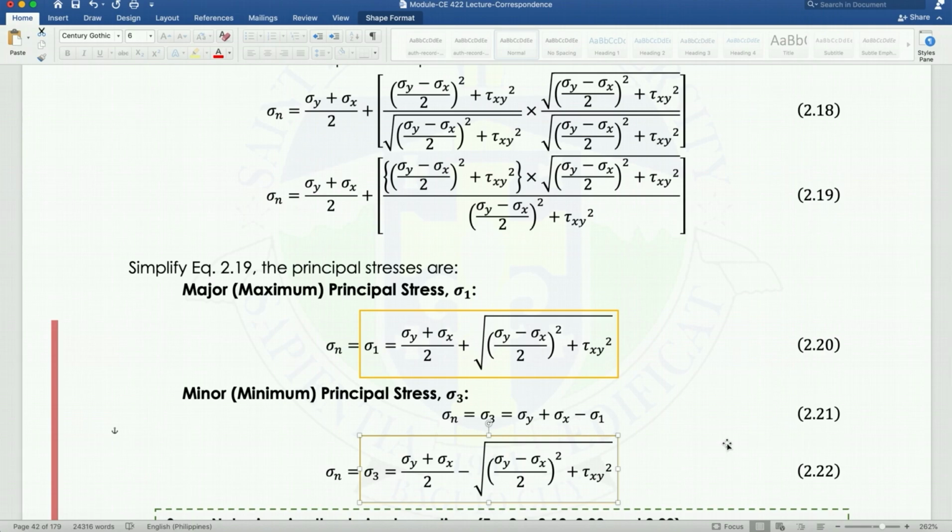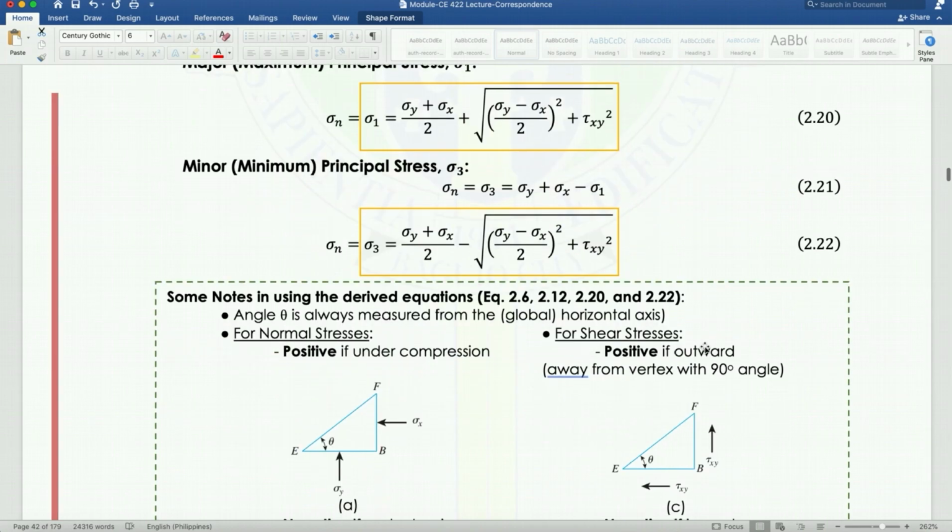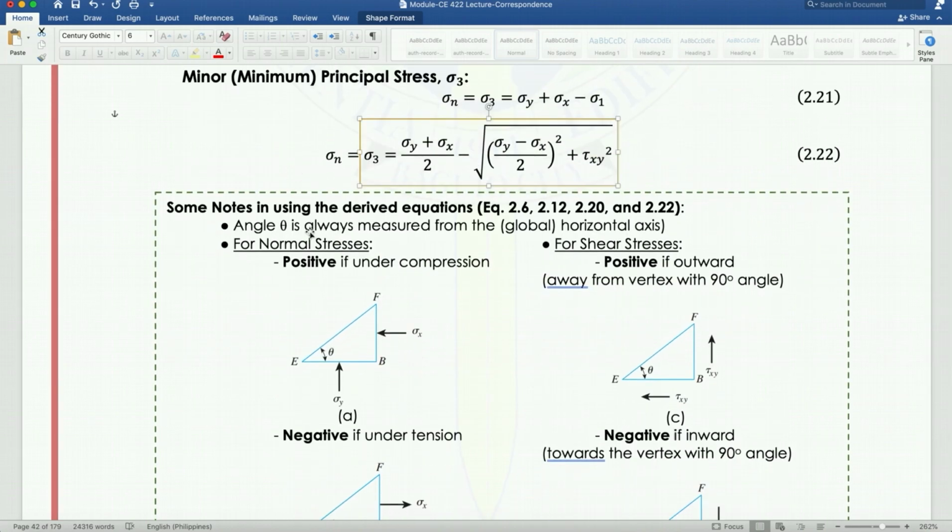Okay? Kasi kung i-simplify pa natin, i-enter pa natin lahat sila, isa-isahin natin, medyo mahihirapan tayo. Or hindi naman mahirapan, matatagalan tayo and we will be consuming so much time. But for your practice, I strongly suggest, try to do the derivation on your own, since I've already explained it naman how to do that. Okay, now take note, some notes using the derived equation.